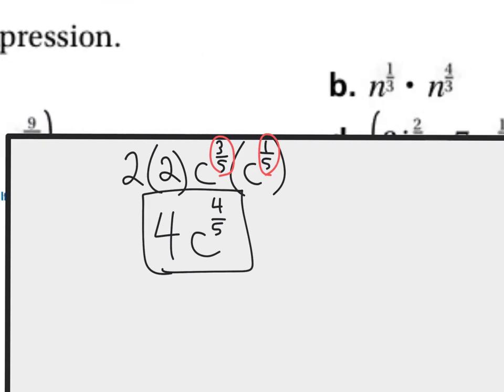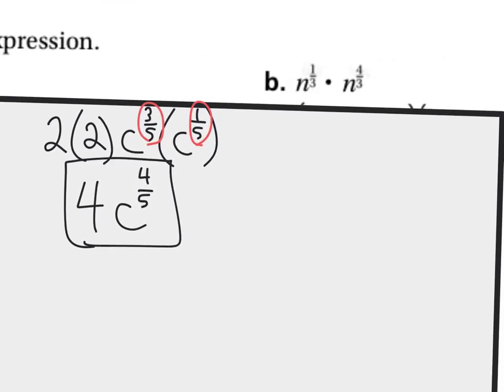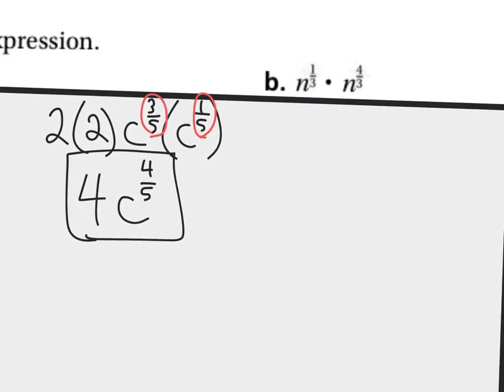If we look at part B, similar idea. This one doesn't have numbers in front of it. So multiplying like bases, we add the exponents. 1/3 plus 4/3 would be 5/3. So n to the 5/3 for that one.